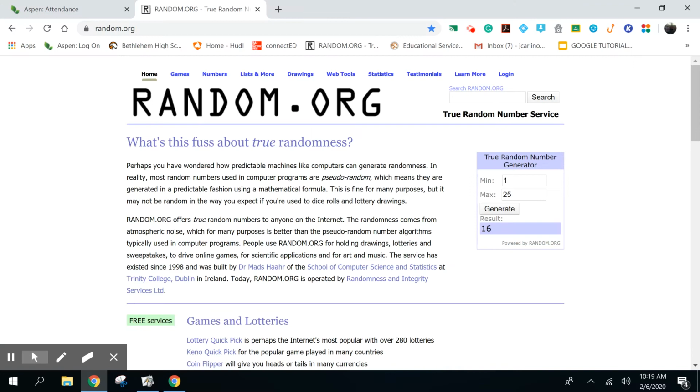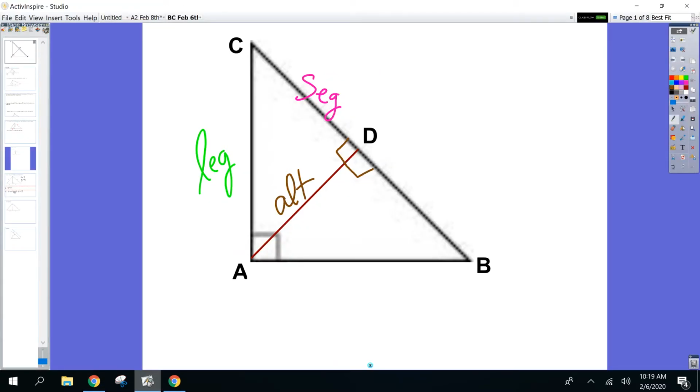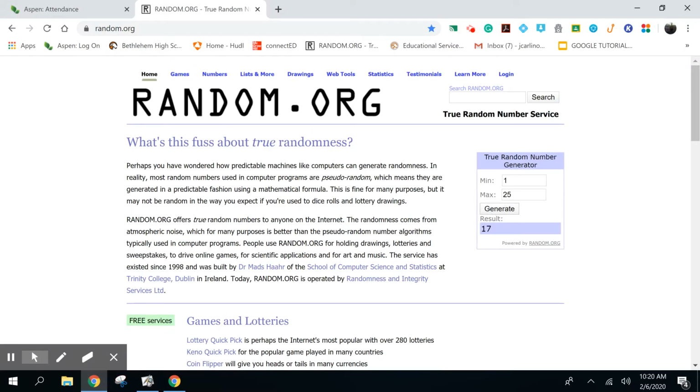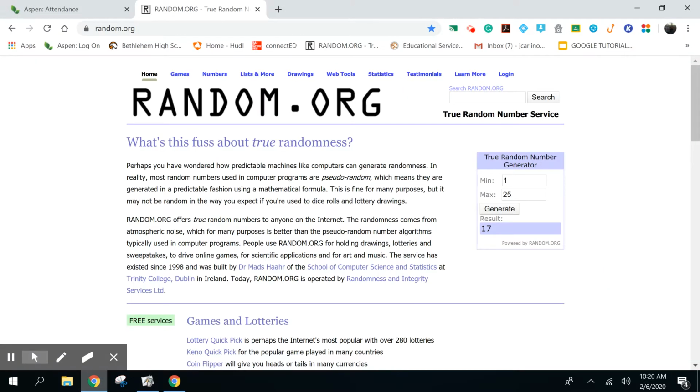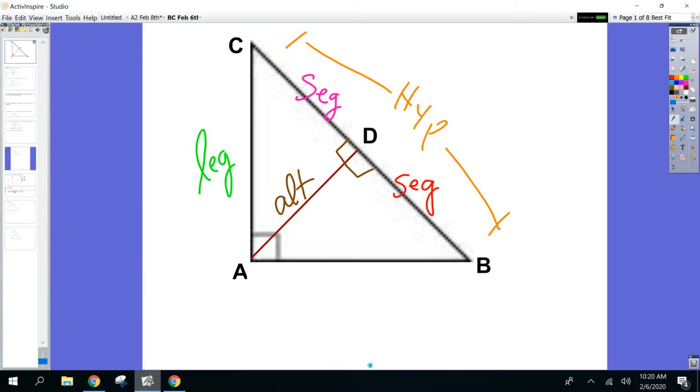Next up, 16. Listen to this one. CB. Line segment, CB. Hypotenuse. Here you go. Woo, 17. DB. Segment. And finally, 16. How about AB? Leg. We all good? All right.